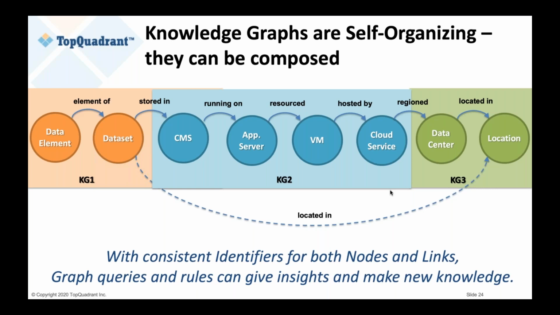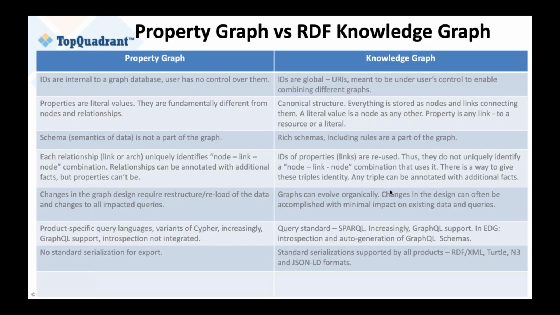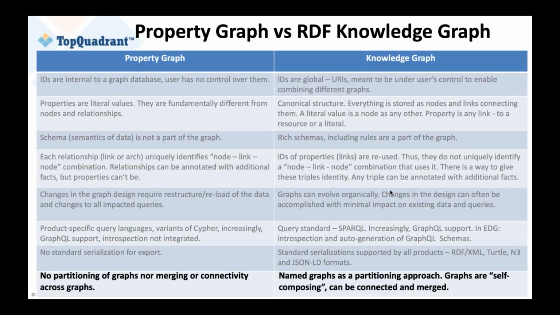And this is another key feature of the knowledge graph: there's named graph for partitioning, and there's ability to easily merge graphs, and they could also self-compose, connecting based on those unique identifiers. So with that, I went through probably all major differences.